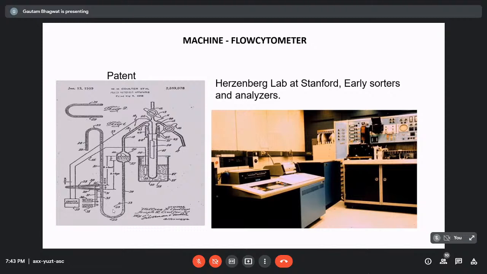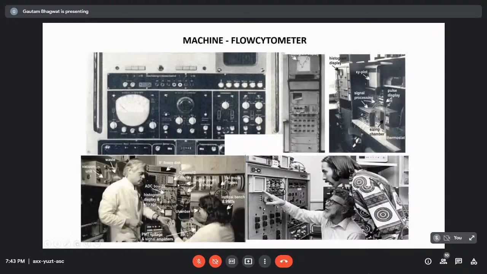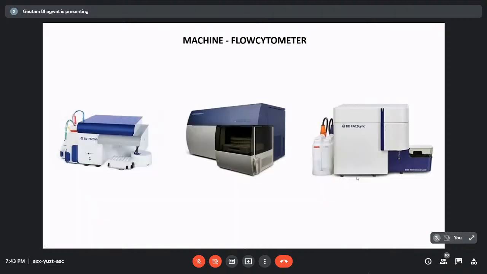Now this is the patent that Dr. Coulter had given for his impedance technique. And this is one of the older machines that Herzenberg's lab at Stanford had. These are the early sorters and analyzers. They are huge, almost covering an entire room, with so many buttons and so many complications. There are various areas where you have to work. We are lucky to have compact instruments. These are tabletop instruments and much less complicated, so life has become easier for us.